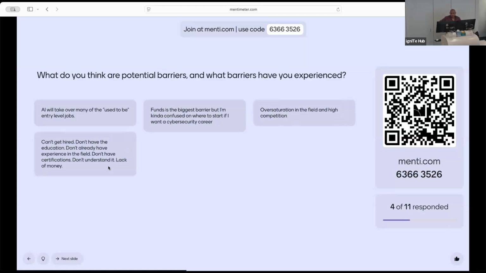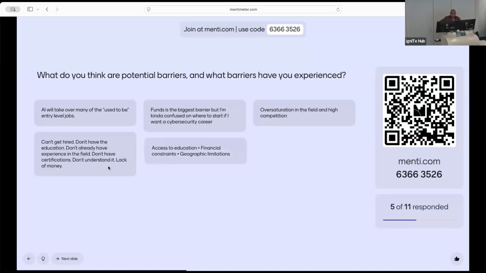"Oversaturation in the field and high competition." That is also true. It is starting to happen. There are some areas of IT where, unfortunately, cyber is one of them, and I'm not discouraging anybody from going into cyber. We need cyber people, definitely, but it's a little hard to get in. And when we get there, we're going to talk about the reasons why.